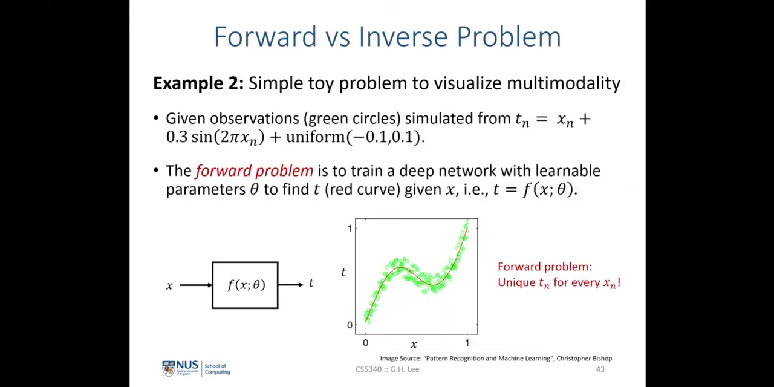Here's another example to visualize the multimodality problem, or the inverse problem. Suppose that we are given this function, a sinusoidal function, where t is our output and x is our input over here. This is a sinusoidal function plus a certain uniform distribution.